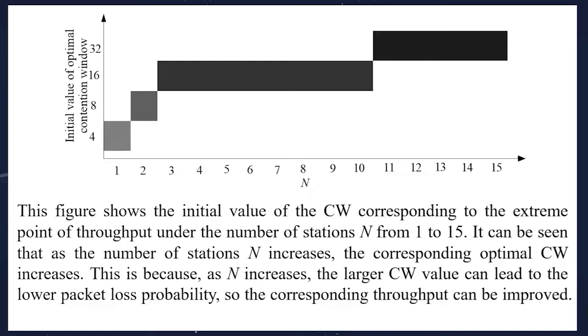Because in the algorithm we increase the contention window by a multiple of 2, the fewer the number of stations, the more obvious the change in the contention window value corresponding to the best system performance. The result in the figure is not only the result of the number of stations, but also the result of the combined effect of the CSMA backoff mechanism and the physical layer parameters.